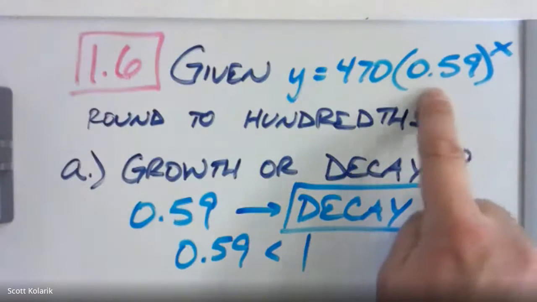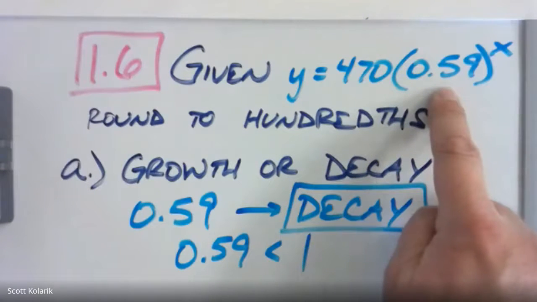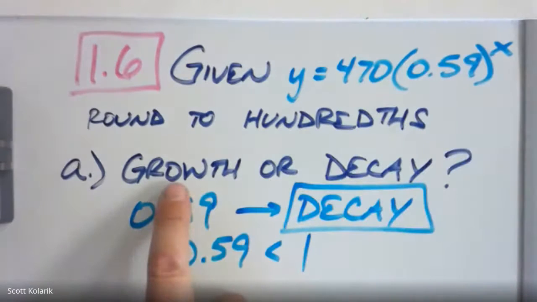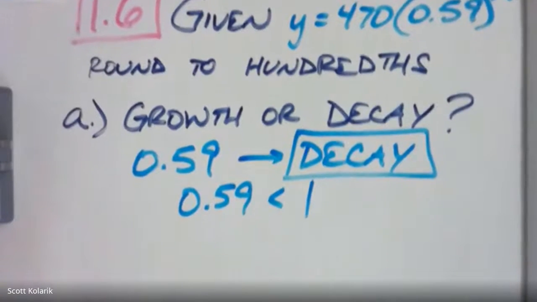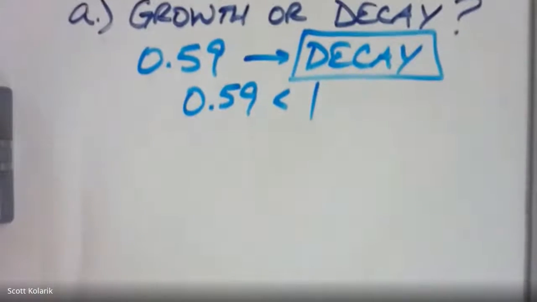Had this number been bigger than 1, that would be an example of growth, because anytime I multiply something by something bigger than 1, it's fundamentally getting bigger. That's simply how you can determine growth versus decay. Be prepared for either on your final exam.